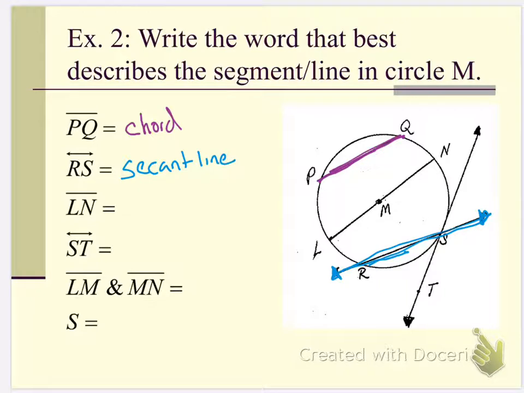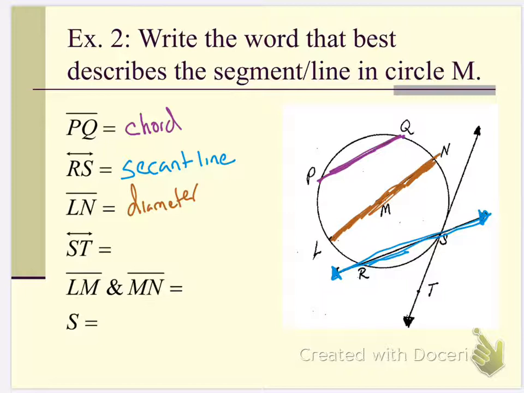Okay, then we have, let me find a different color, LN. LN is a segment that goes through the circle. Center at M. That means this one is the diameter. So the diameter is actually a chord that goes through the center. So it's a specific type of chord.